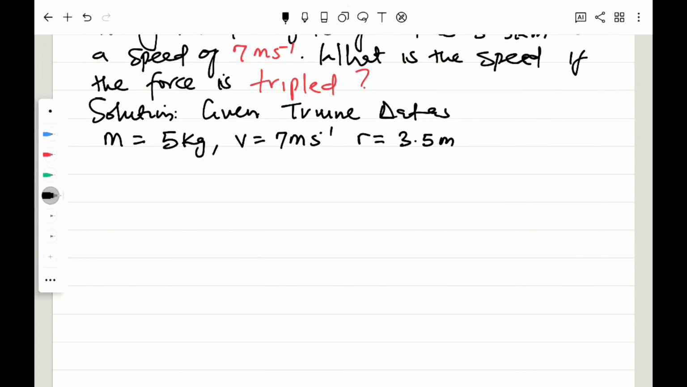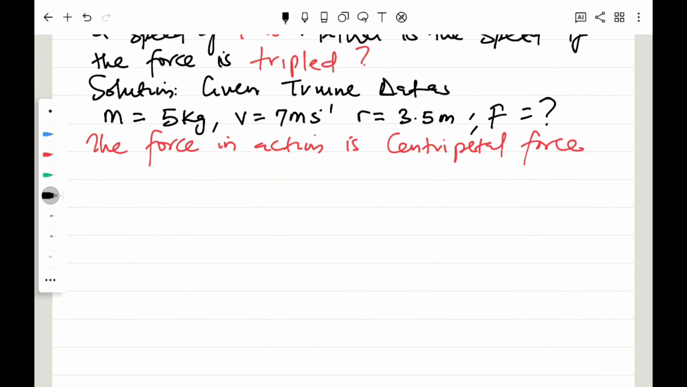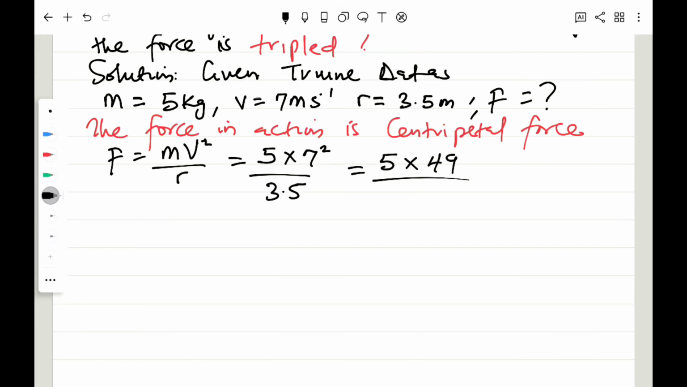So we're going to have these data in two forms. So our F is unknown. Is that clear for the first part? So the force in action is called the centripetal force. Are we together? So let's solve for the first part so that our F is equal to mv squared divided by r. So that 5 multiplied by 7 squared divided by 3.5 is equal to 5 times 49 divided by 3.5. So that we have 70 Newton.